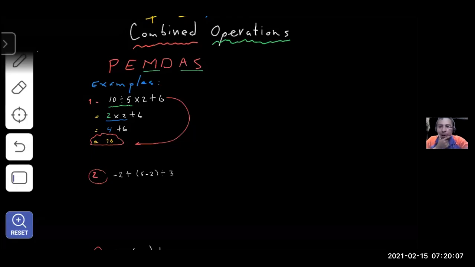Okay, what we want to try to do, guys, is to solve this combined operation, mixed operations. We just solved the first one. Let's try to solve this one: negative 2 plus parenthesis 5 minus 2, and all of that divided by 3. Let's see what's the answer for this one.